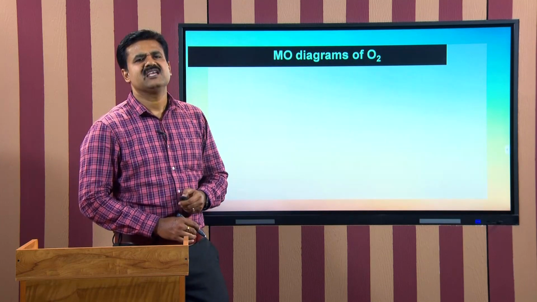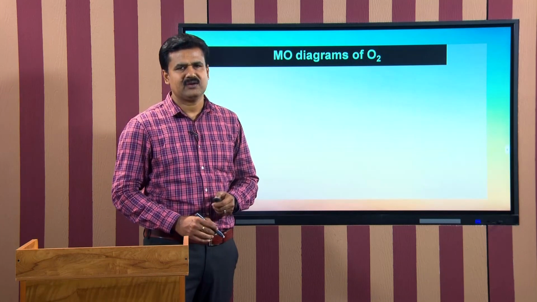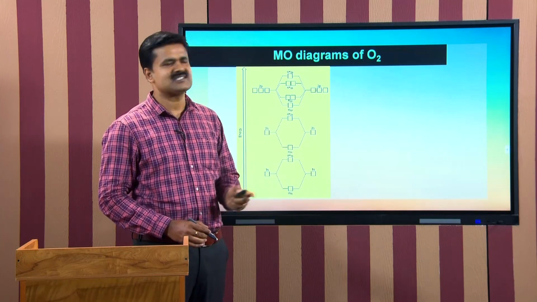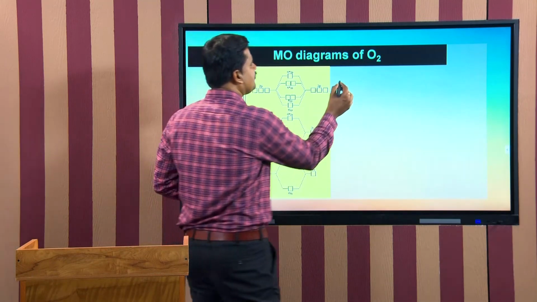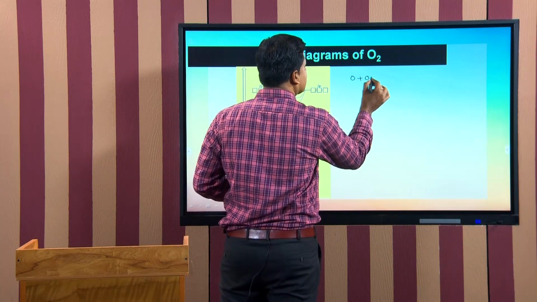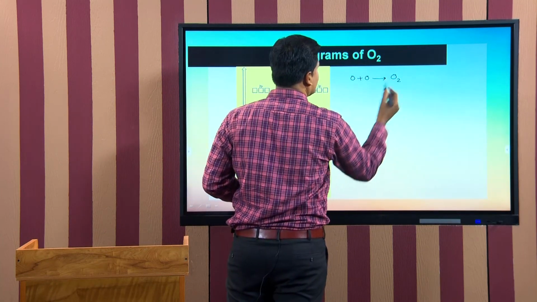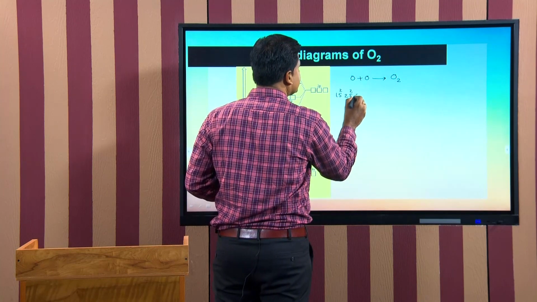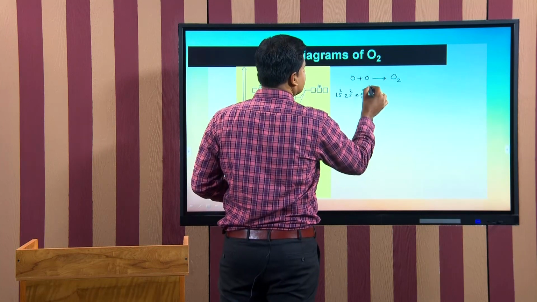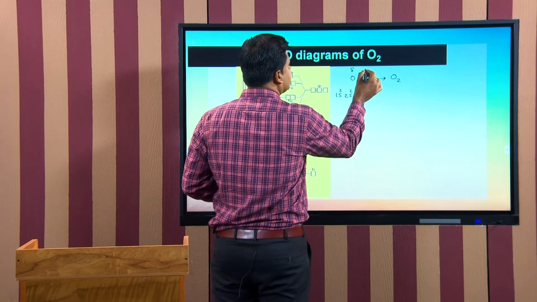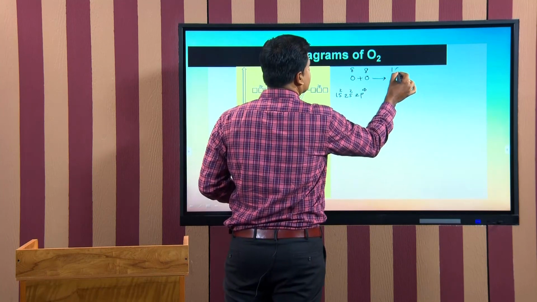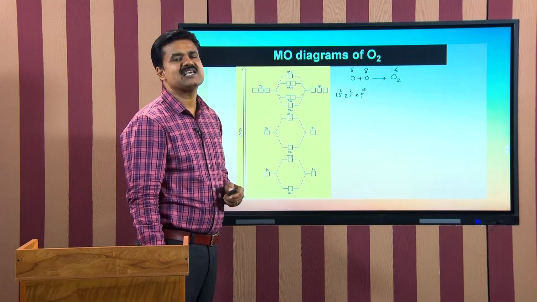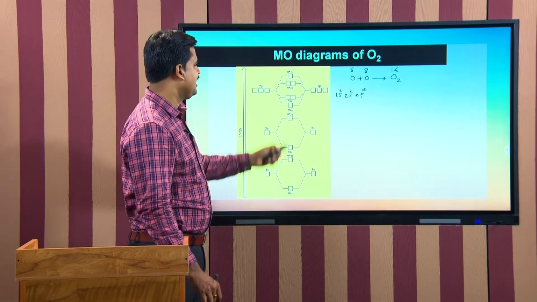Now we can take the MO diagram of the oxygen molecule. First of all, this is the template, this is the diagram, and we have to fill electrons in this MO diagram. We know the fact that two oxygen atoms combine together to produce an O2 molecule. In the first oxygen, the electronic configuration is 1s2, 2s2, 2p4. And here there are a total of 8 electrons. Here are also 8 electrons. Total number of electrons is equal to 16. So I have to accommodate 16 electrons in the MO diagram for the O2 molecule.